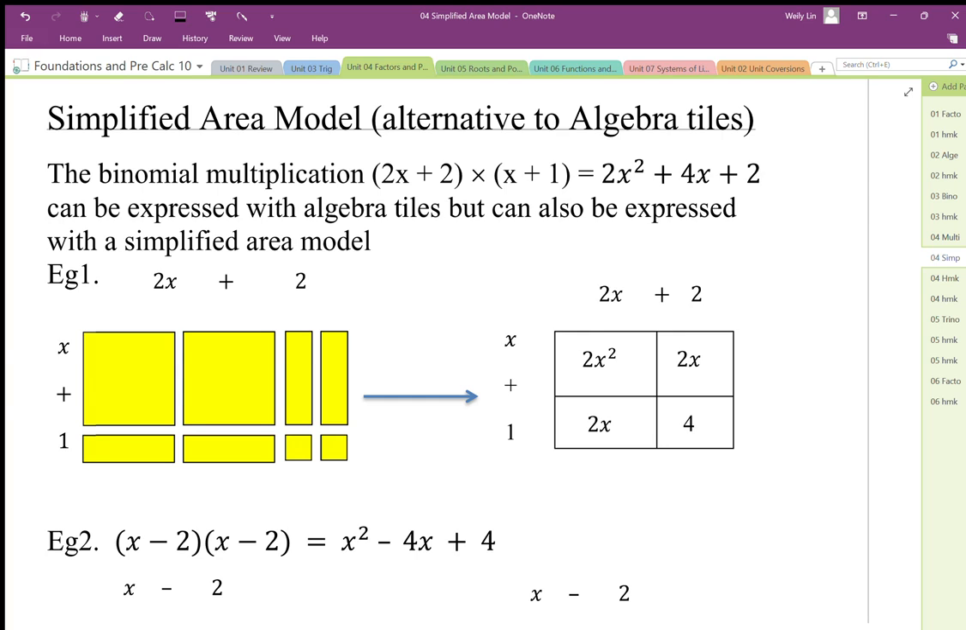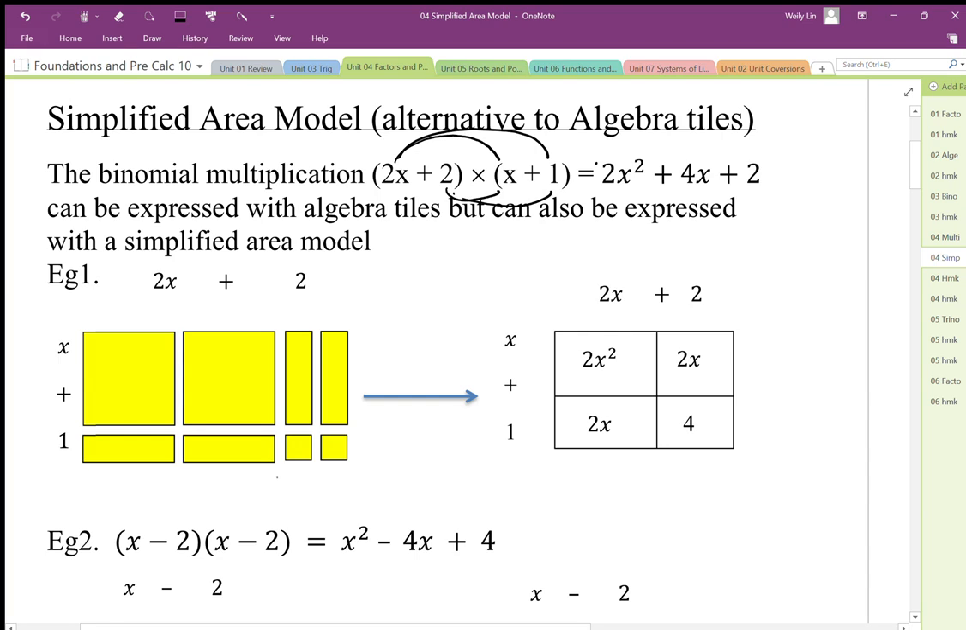So really what we want to do is make sure that we represent all the different parts of the distribution. We want to show that we have distributed the 2x times the x. We want to distribute the 2x times 1, the 2 times the x, and the x times the 1. And we can show this really in the 4 parts.